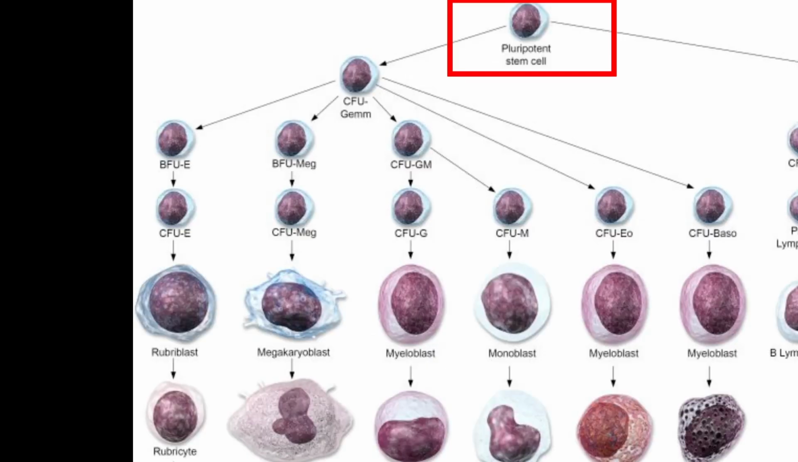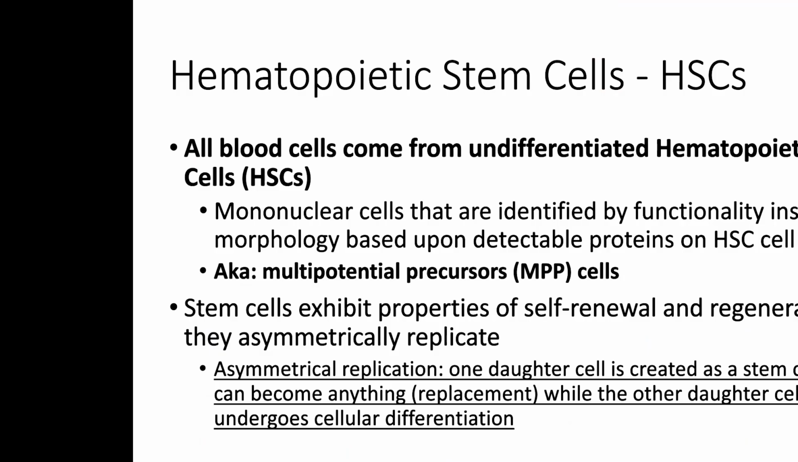So we're going to talk about the pluripotent stem cell. Or you'll also see the term, since we're talking about hematology, hematopoietic stem cell. Every single blood cell that we're going to talk about comes from the hematopoietic stem cell. We will never be able to tell hematopoietic stem cells apart from one another. Once it gets to a certain point, it all looks the same.